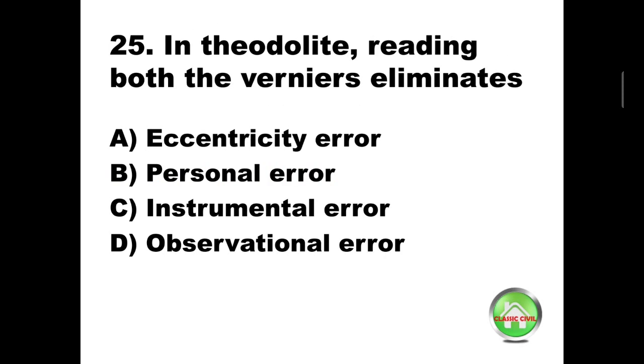Question number 25. In theodolite, reading both the verniers eliminates: option A, eccentricity error; option B, personal error; option C, instrumental error; option D, observational error. Answer is option A, eccentricity error.